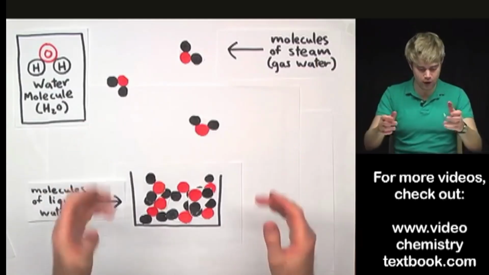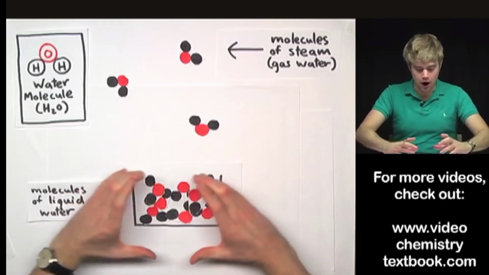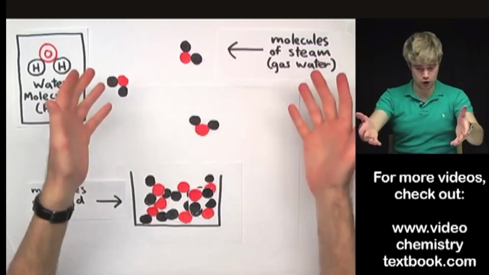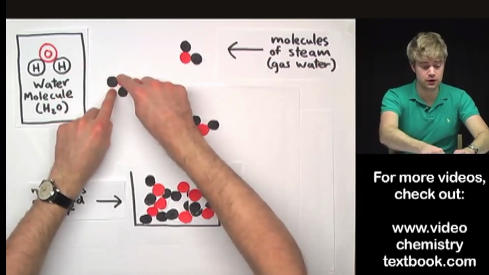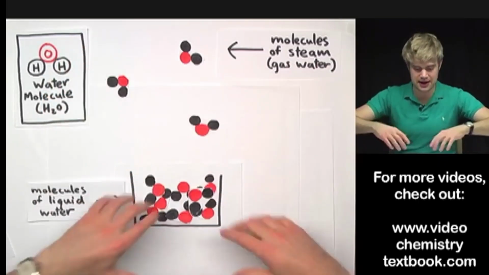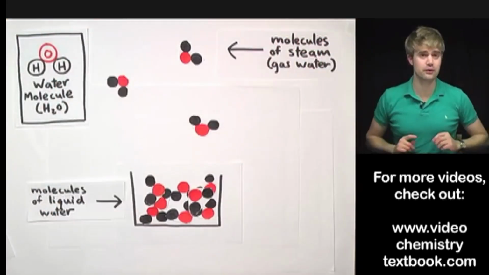So here's the main point. When they're liquid water, the molecules, H2O, are packed really close together. When they're gas water, or steam, they're still molecules of water, one oxygen and two hydrogens. It's just that now they're not as densely packed and they're flying around in the air above the liquid.